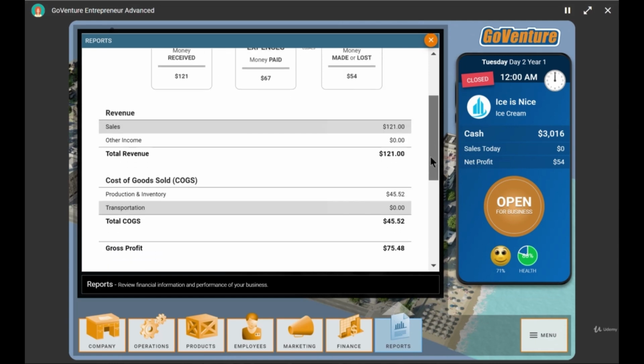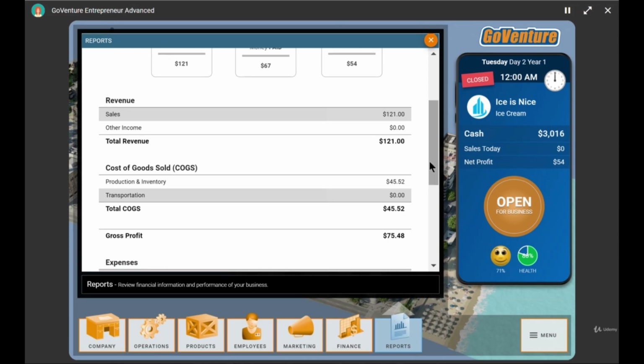Then we have cost of goods. So remember, the cost of goods is the cost of the ingredients, so the inventory needed to make the products that we've sold for, in this case, $121. And here it's $45. Transportation, if it costs us to actually transport our ingredients or inventory to get it on hand, that would be considered a cost of goods. That's different than other types of transportation where maybe we're driving our car somewhere and we're incurring expenses in that way. That would be an expense. But here, it's related to our ingredients or inventory, so it's a cost of goods. In this simplified simulation, there is no cost, so that's why it's zero. So $45. So our gross profit, which is simply the revenue minus cost of goods sold, is $75.